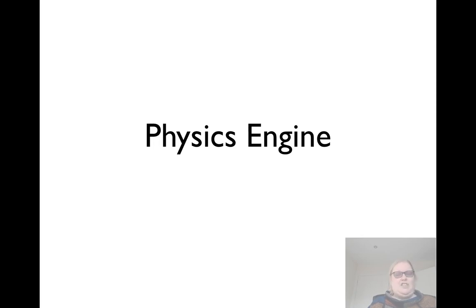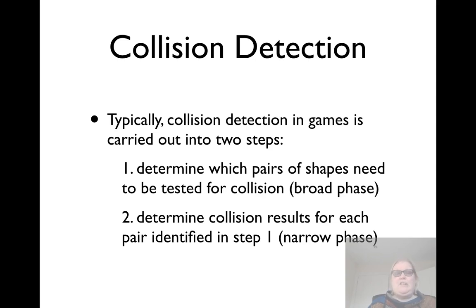So physics engine, most of you will probably be using it for collision detection. You may be using it for some other things as well. So you might, for example, have a ball bouncing around in your game and you want gravity applied to that ball. So that's different to collision detection. But given that most of you will be using it for collision detection, when we're talking about it, I think we should start there. So typically, collision detection in games is carried out in two steps.